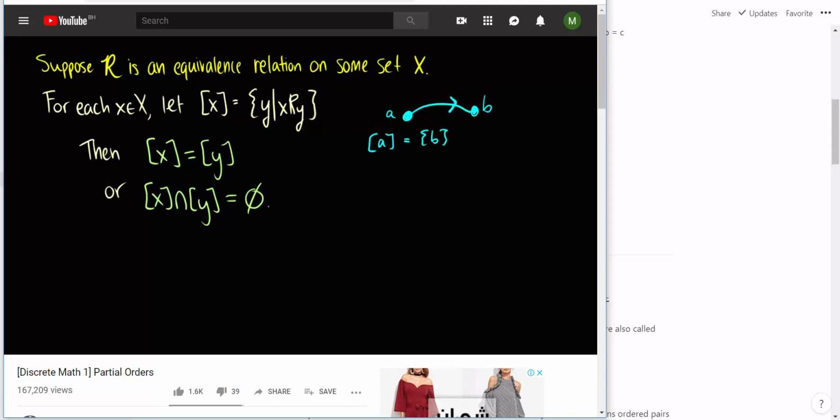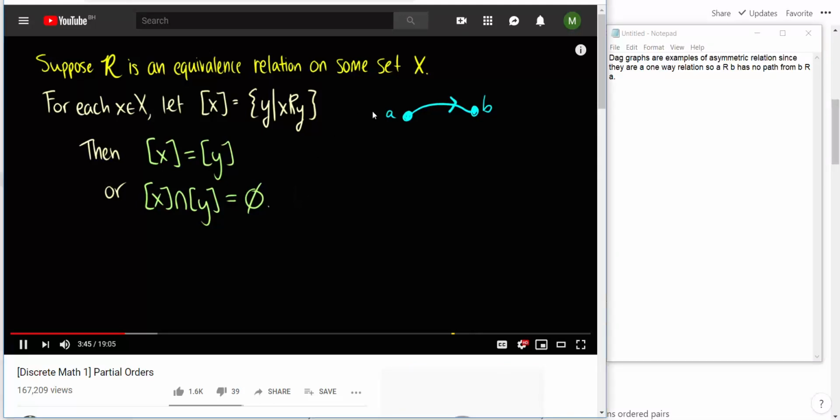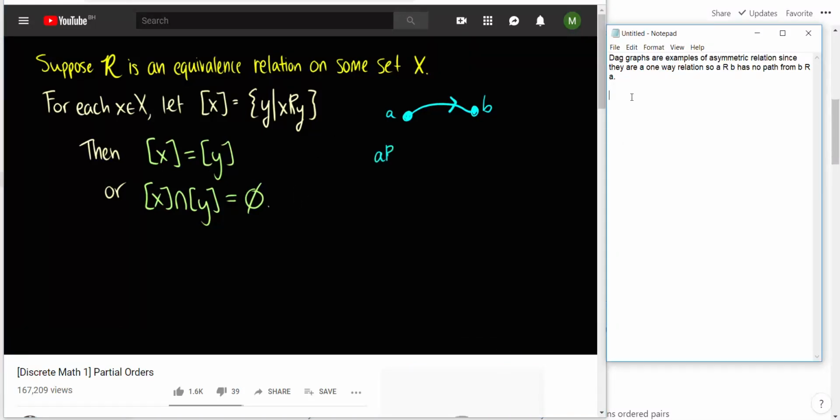So this might be a little bit confusing, but these 2 points coming up next are going to hopefully clear it up a little bit. First point is either the equivalence class of X can be equal to another equivalence class of Y, or the intersection of them can be empty. So basically what this means is, let's say if we have A is related to B and C is related to B, well, then we have this condition here where the equivalence class of A is going to be the same thing as the equivalence class of C.